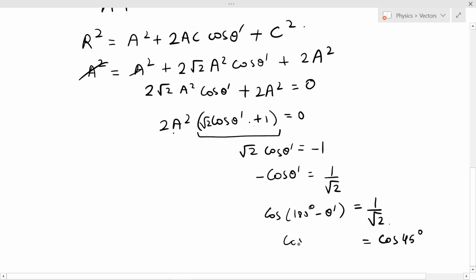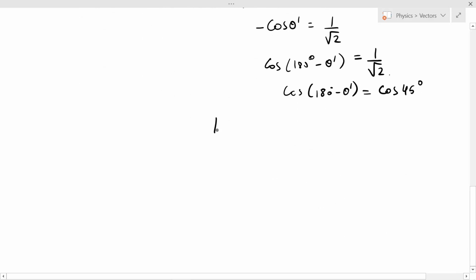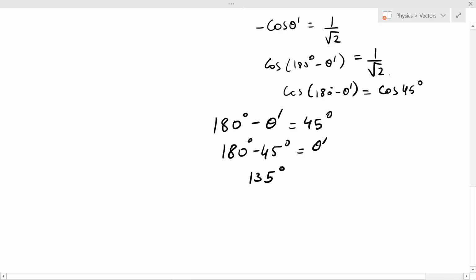So now compare the angles. 180 degrees minus theta dash is equal to 45 degrees. So 180 degrees minus 45 degrees is your theta dash. So what is 180 minus 45? That becomes 135 degrees. So the angle between vectors a bar and c bar is 135 degrees.